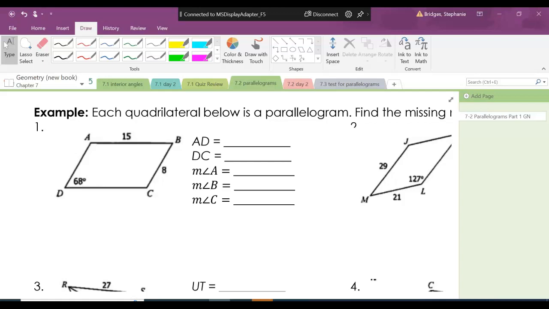All right, so let's take a look. Opposite sides are congruent. So what is the length of segment AB in your picture? So which other segment would also be 15? Okay, so I'm going to go ahead and label everything in my picture before I start answering my questions.